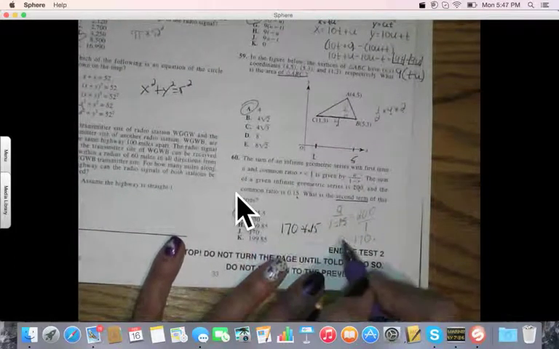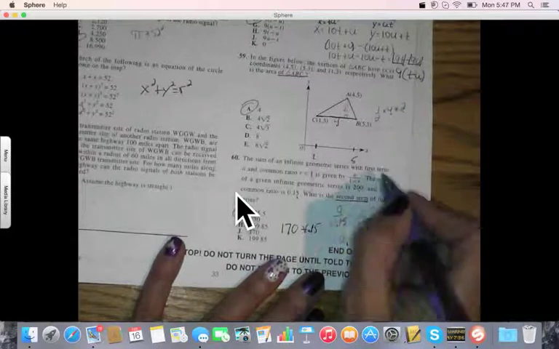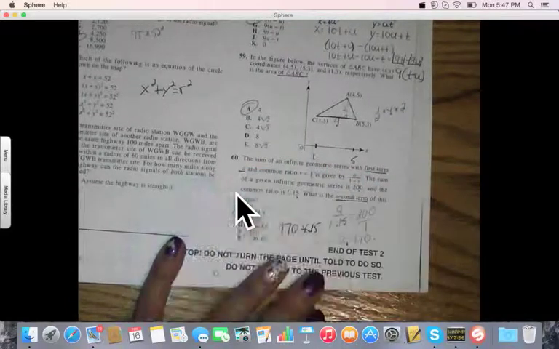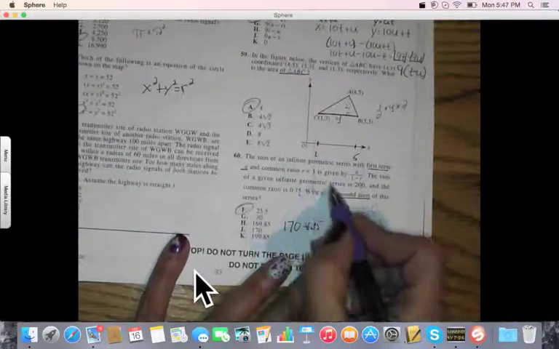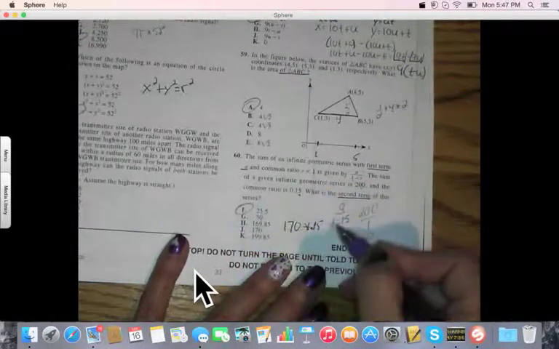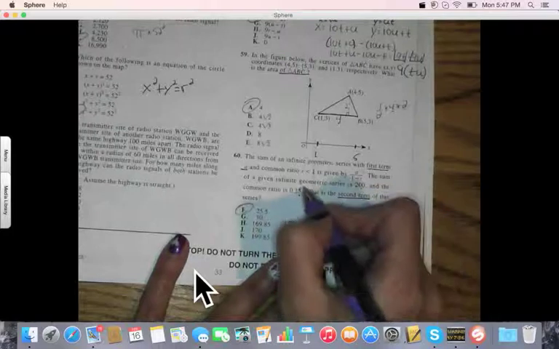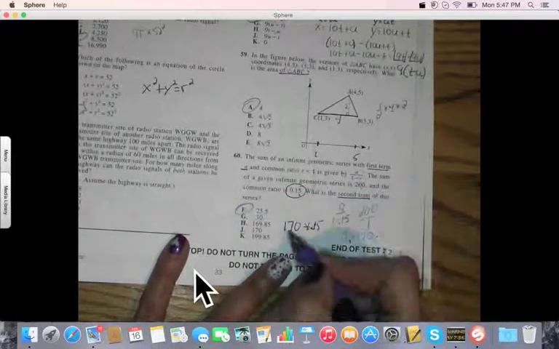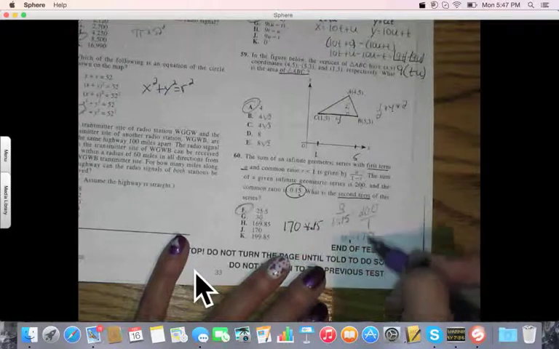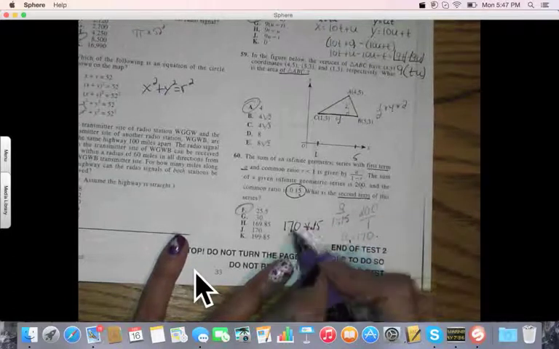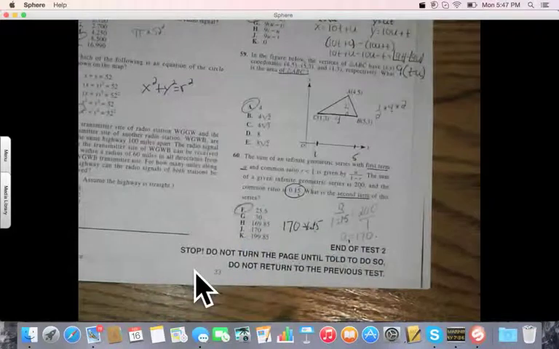But remember, a is the first term in the series. First term is a. So we need the second term. And you have to remember that in a geometric series, you get to the next successive term by multiplying by the common ratio. So 170 times 0.15 will get me the second one. If I wanted the third one, I'd multiply by 0.15 again. But I only had to do it once, and I get 25.5.